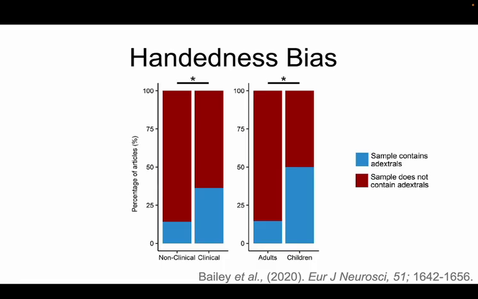When they organized articles by topic, shown in the two bars on the left, it's clear that clinical neuroimaging studies are more likely to include adextrals. However, this is still only about a third. Adextral participants were also more likely to be included in studies on children compared to adults, as shown by the two bars on the right.